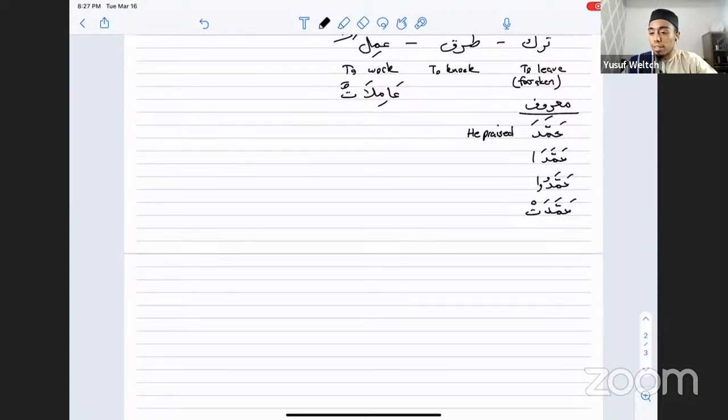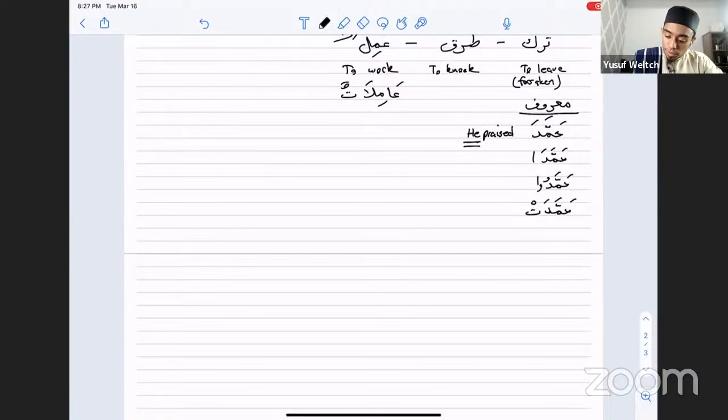So hammada, hamidallaha, he praised Allah. But it's active, so the doer is known. That's why the word is ma'ruf. Ma'ruf is actually an ism al-maf'ul. You can see it, maf'ul, ma'ruf, it follows the same pattern. And arafa means to know, so ma'ruf means something that's known. In this case, the doer is known. And this here, he praised.